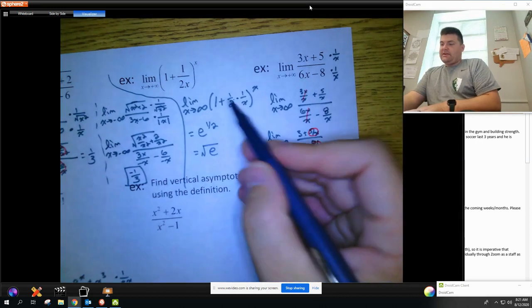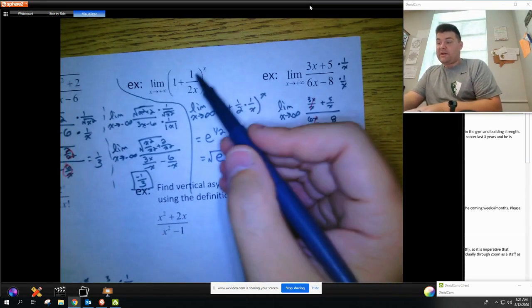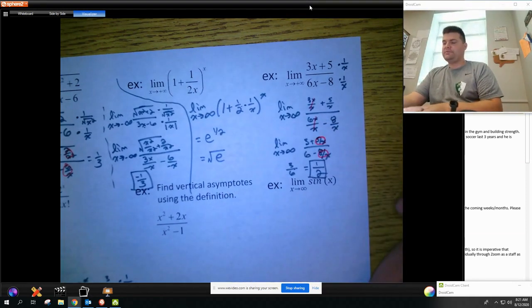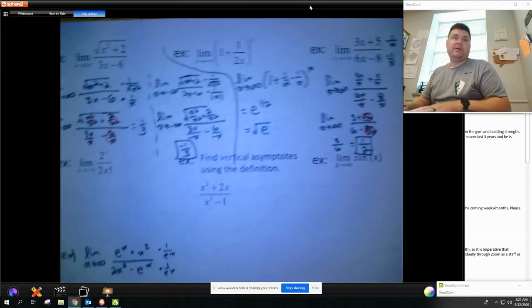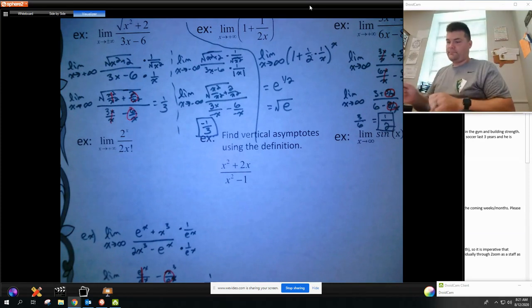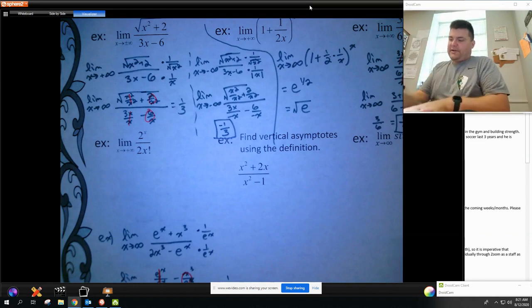If this was a 1 over 3x, it'd be e to the 1/3. If this was 4 over x, it'd be e to the 4th. So just know how to play around with that formula a little bit. Looking at the time right now, I'm going to speed this up just a little bit. Okay. Let's look at this example right here.